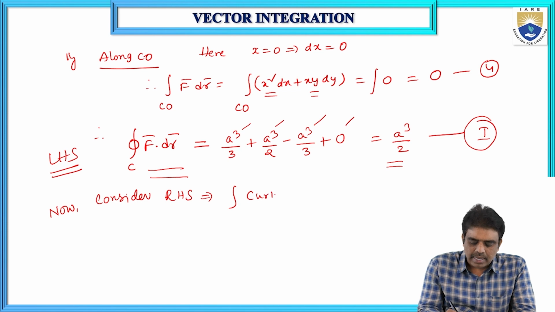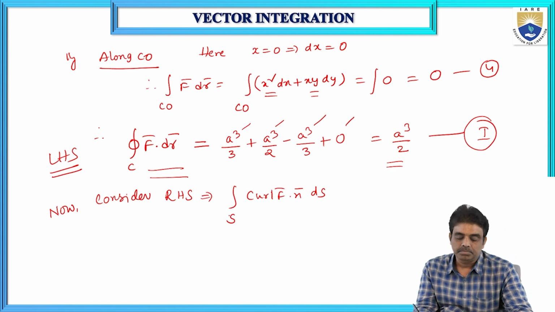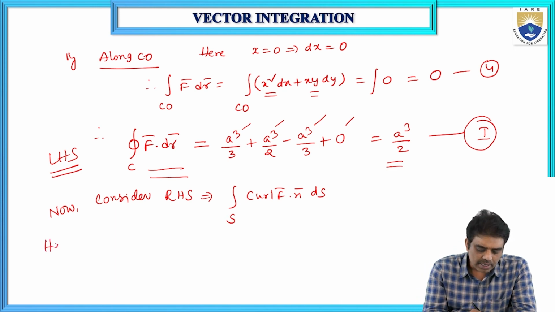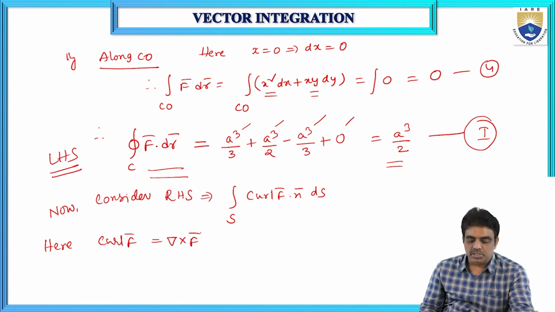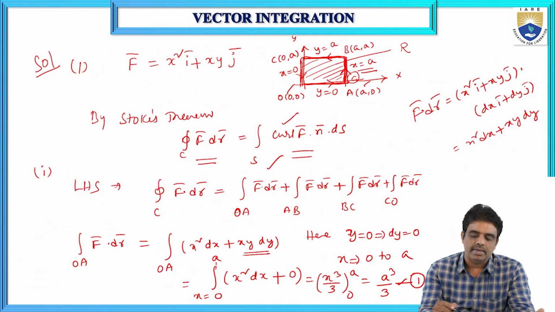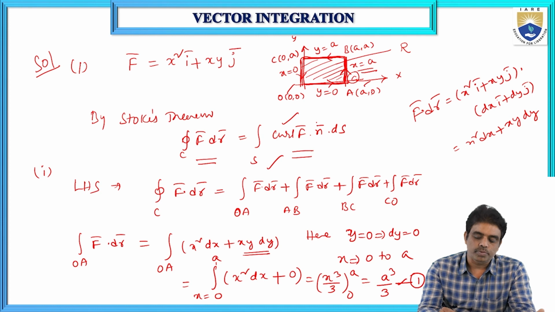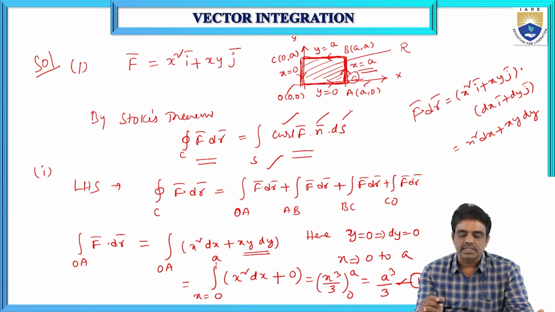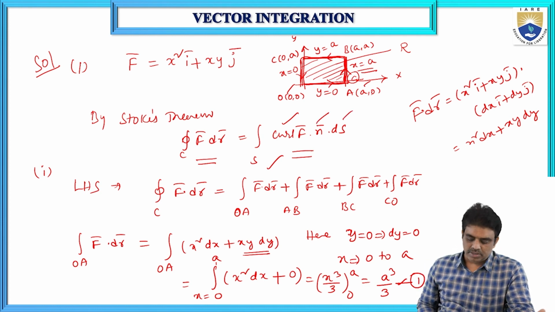Integral of curl f bar dot n bar ds over the surface S. So here, what is curl f bar? Curl f bar is del cross f bar. I hope this is right. Curl f bar is to be calculated, n bar is to be calculated, and you have to consider the projection also to find the ds value.